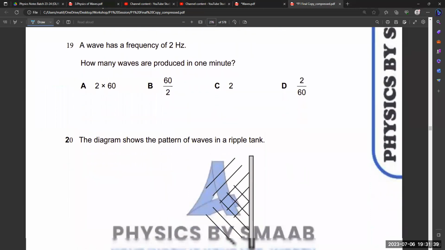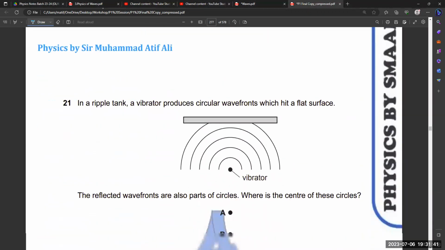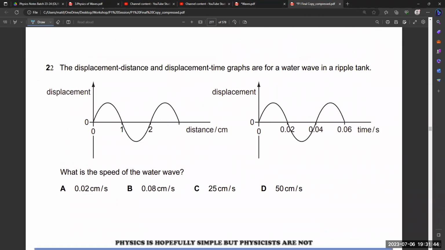Are you finding the questions easy or difficult? I think the one using the formula seems difficult because I'm not good with formulas.